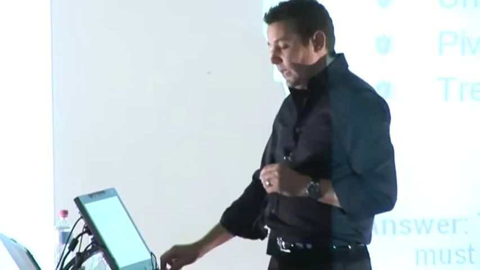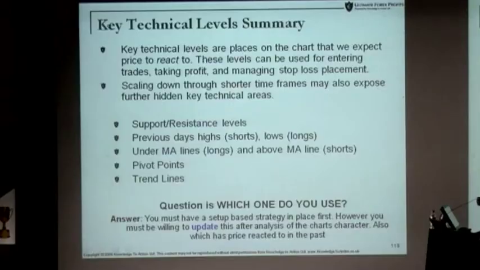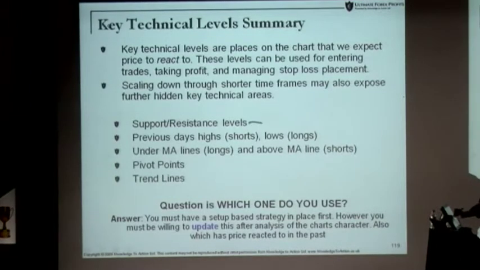Let me just quickly recap on that. Key technical levels. Support and resistance levels. Previous day's highs and lows. Under moving average lines. Above moving average lines. These are places where stop losses should go. Under pivot points and under trend lines. These are all the places where we place stop losses.